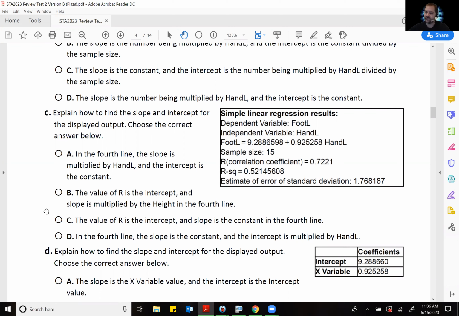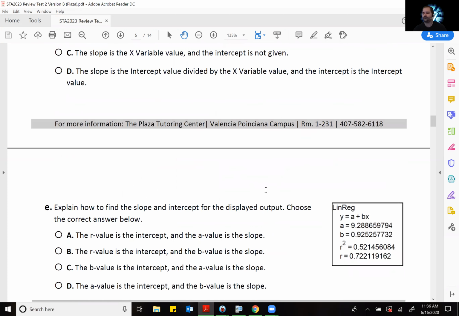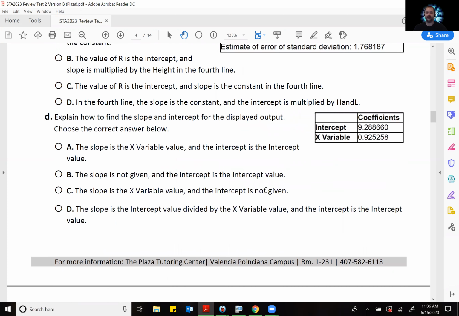All right, part D. Again, we got another display. They're asking, how do we find the slope and the intercept from this? I don't think there is a part E. So how do we find the slope and the intercept based off of that display?